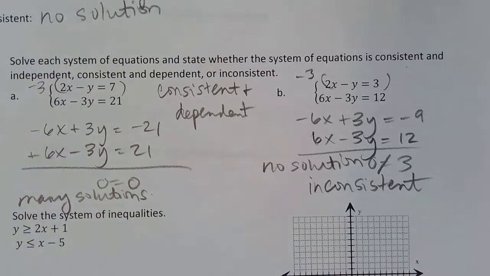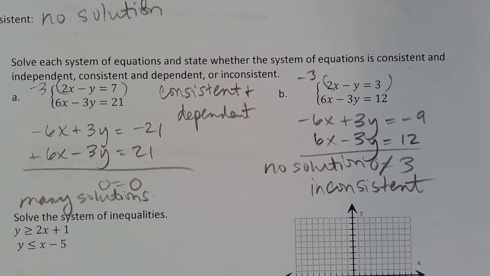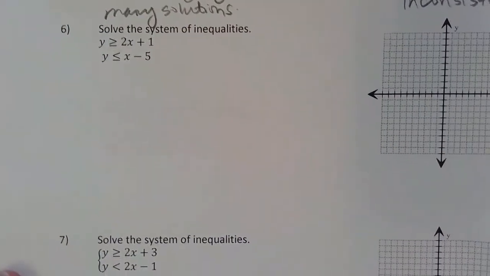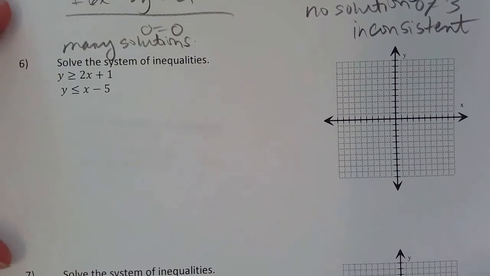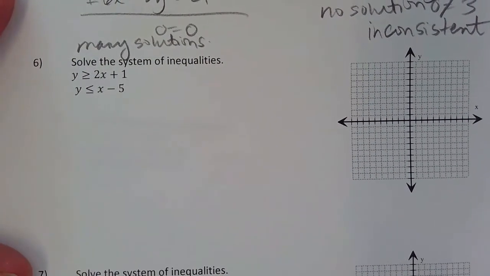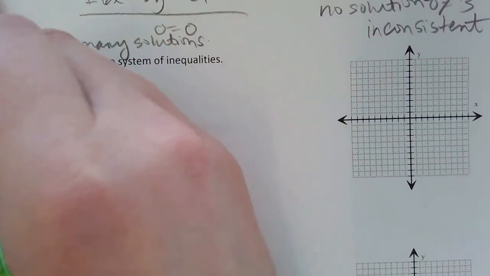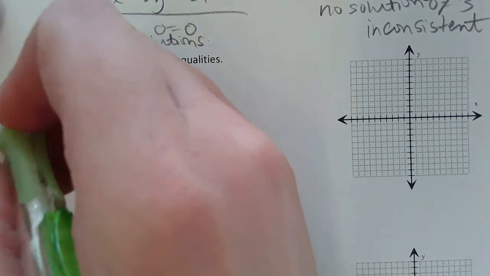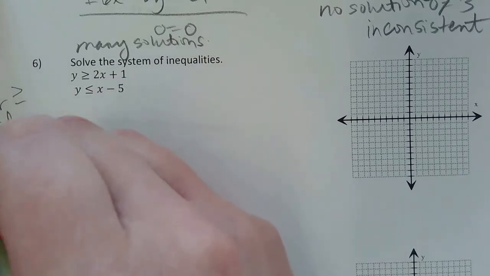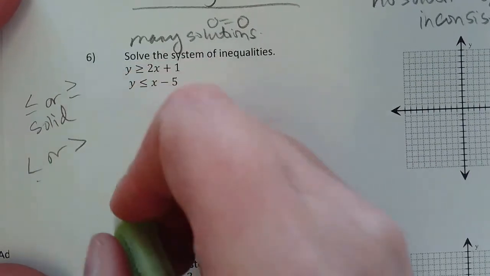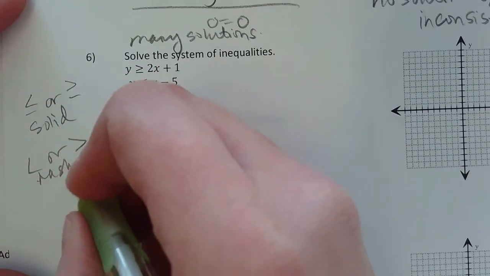So for the last two, we're looking at solving systems of inequalities, where we do that by graphing. And then our solution is going to be where the lines cross, or where the graphs, the shading crosses, where it's overlapping. So if I have a less than or equal to or greater than or equal to, remember those are solid lines. If it's just greater than or less than without the line underneath, that's when it's dashed.